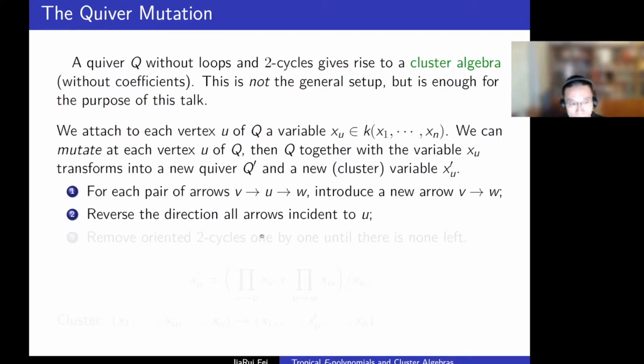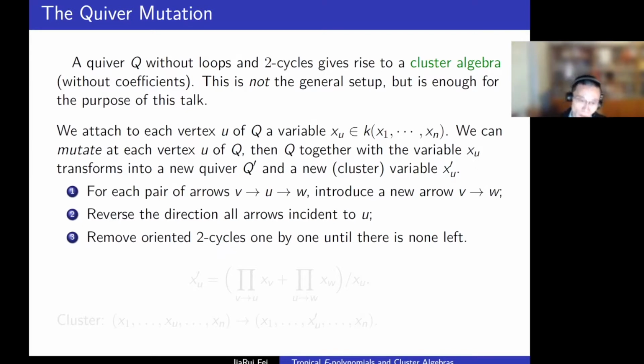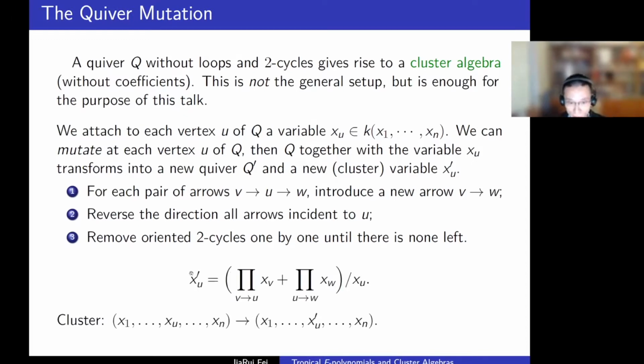Once you finish steps 1 and 2, you might get some 2-cycles. Then you need to delete those 2-cycles one by one until there are none left. So that's the mutation rule for the quiver. Then the variable will change as well, obeying the following rule. For all the arrows coming into u, you get this product, and for all the arrows coming out of u, you get this product. Then take the sum, and divide by the original one. This is our new variable.